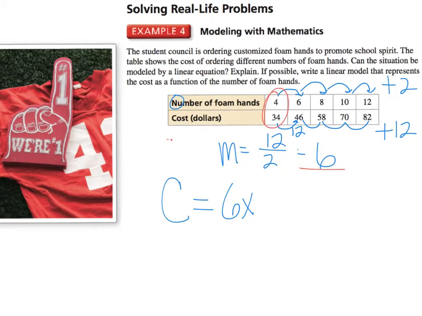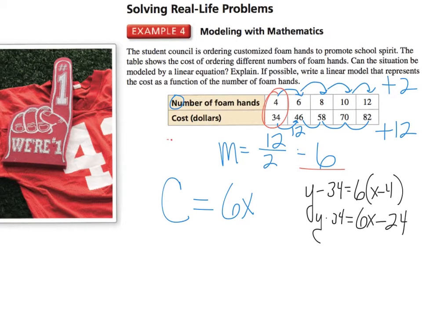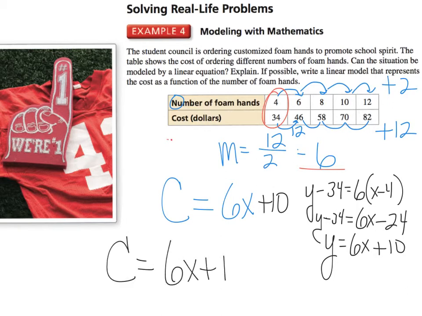I'm going to pick the point (4, 34). So I'm going to plug this in. So y minus 34 equals m multiplied by x minus x sub 1, which is 4. So that gives me y minus 34 equals 6x minus 24. I add 34 to both sides, and negative 24 plus 34 is plus 10. So my function is c equals 6x plus 10.